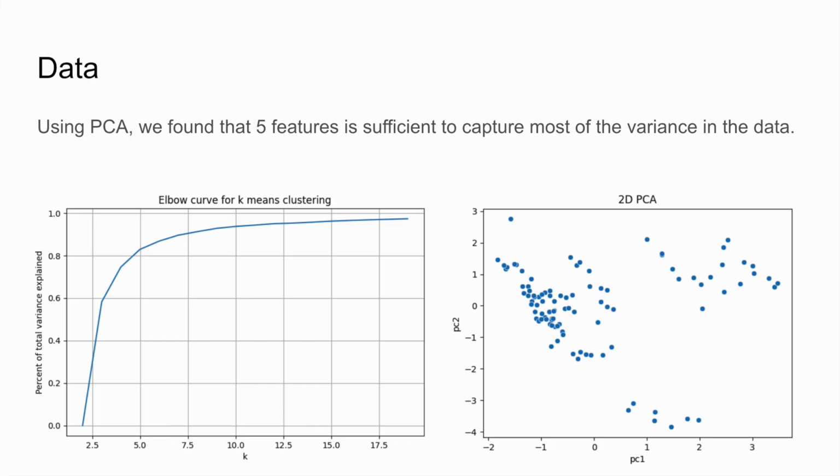Our data had about 40 variables, so we used PCA to do dimensionality reduction. We found that about 5 clusters is sufficient to capture most of the variance in the data. We also did a 2D PCA approximation to show what this starts to look like in 2 dimensions, but of course this doesn't fully capture the clustering in the data.